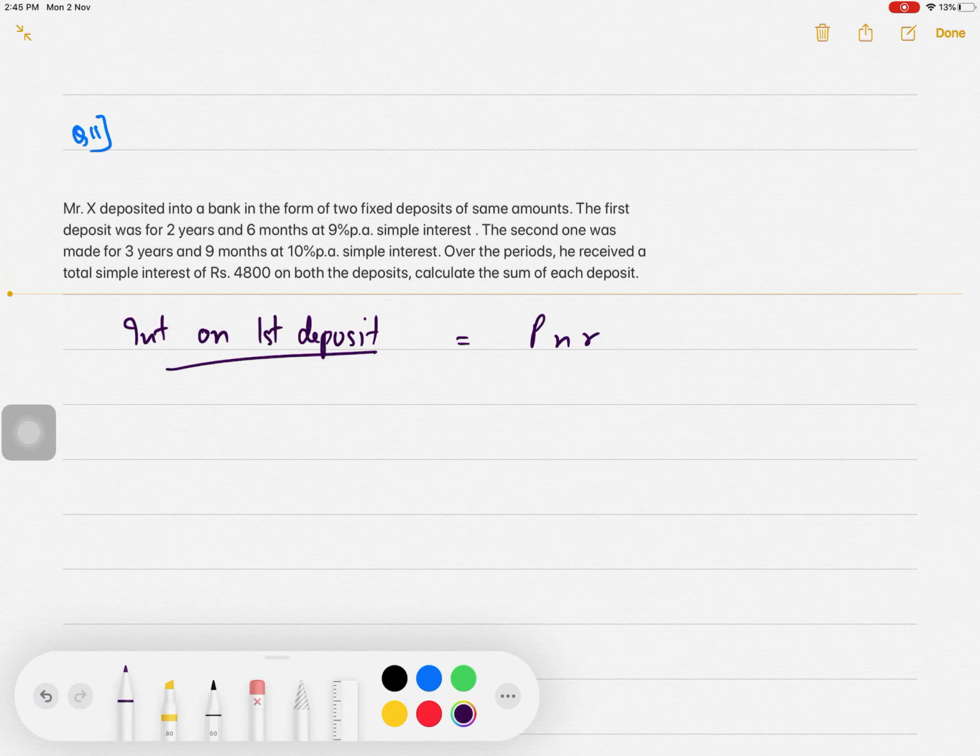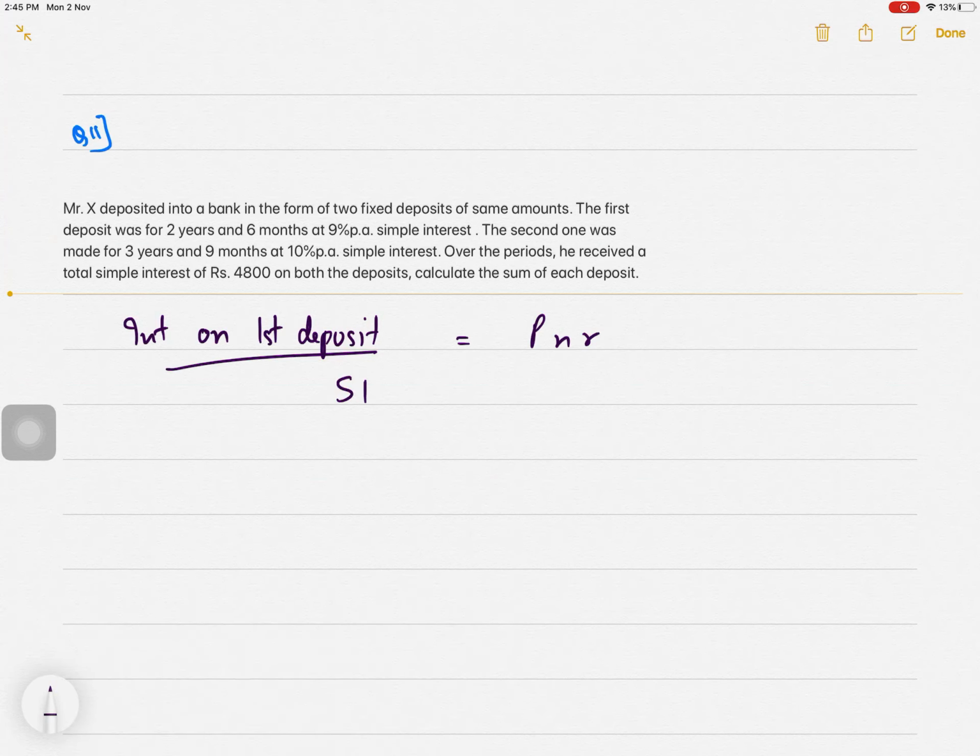So instead of writing interest on first deposit, I'll write simple interest 1. I'll name it as simple interest 1, and for the second one I'll name it as simple interest 2, because simple interest will be different in both the cases. Principal is the same, so I'm not naming it as 1 and 2. I'll just write it as it is, which is P.